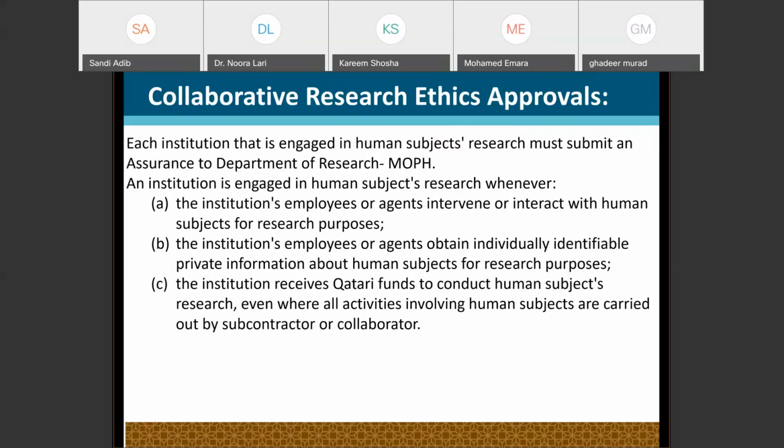The foreign institutions, part C is most applicable to them. So when the foreign institution that is collaborating with you is receiving Qatari funds, then you have to submit for assurance for those institutions.